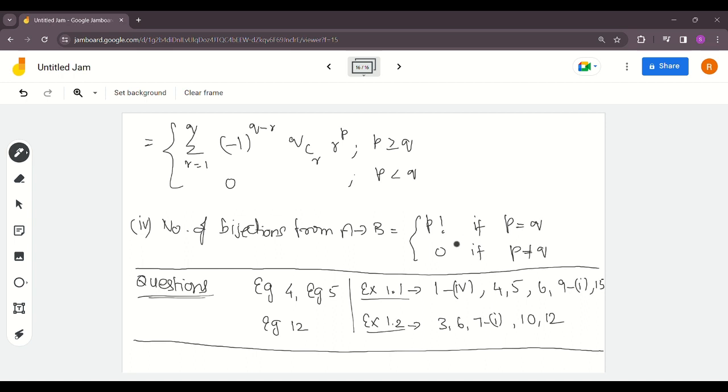With this, the entire concept of relations and functions is over. I hope that all of you are able to understand this concept of relations and functions. I have given you numericals also, examples and exercises from both the first exercise and the second exercise. All these things are taken from the new edition of the textbook.